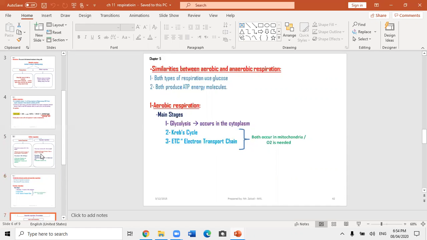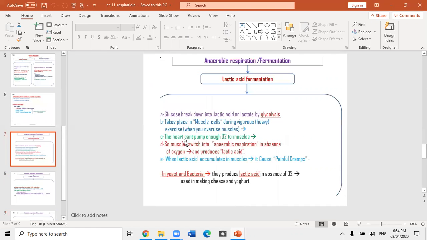Then we also talked about anaerobic respiration or fermentation, which is lactic acid fermentation, in which glucose breaks down into lactic acid by the process called glycolysis and takes place in muscle cells. This is very important to understand since when you do heavy exercise, you are overusing the muscles. Here, the muscles will stop using oxygen since the heart cannot pump enough oxygen to the muscles. So the muscles switch to anaerobic respiration in the absence of oxygen and produce lactic acid.